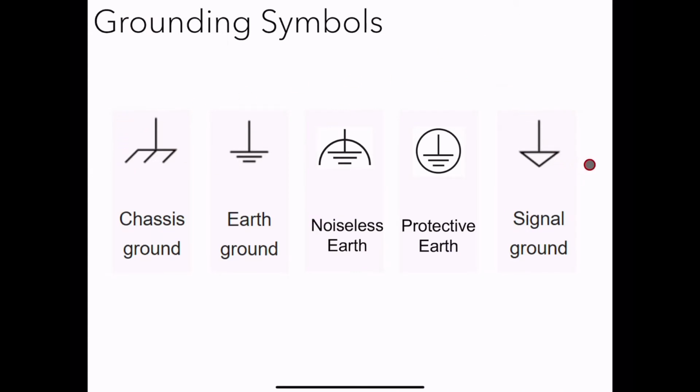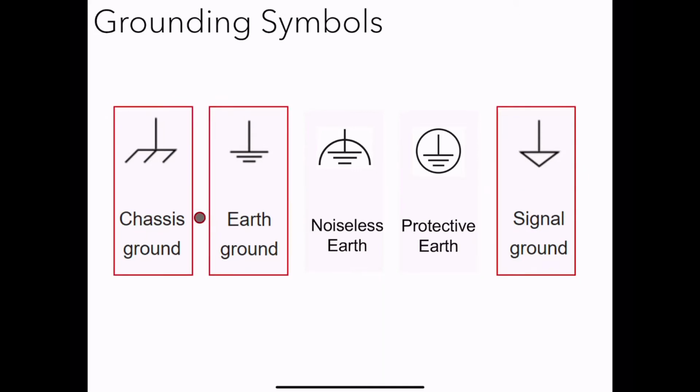These are the main ones: chassis ground, earth ground, and signal ground. The chassis ground symbol looks like a leaf sweeper, and this is the earth ground symbol in which three lines are stacked with a vertical line on the top. And then there's a signal ground. This is different from the other two.